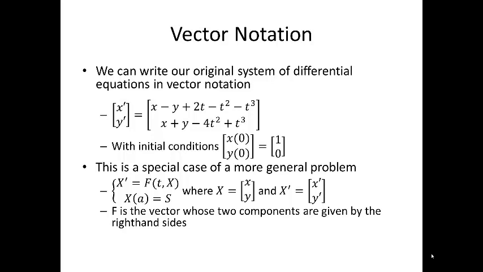We can also write our original system of differential equations in vector notation, like you see in the first bullet point. This first bullet point is a special case of a more general problem. X prime is equal to F of t comma X, where X of a is equal to S, and X is equal to (x, y), and X prime is equal to (x prime, y prime). F is the vector whose two components are given by the right-hand sides, and we write F of t comma capital X because capital F depends on both t and capital X.